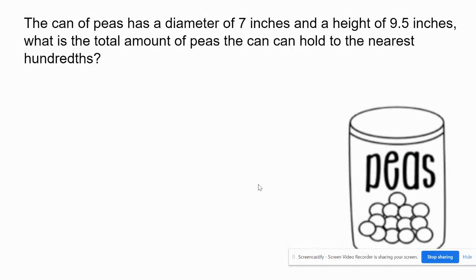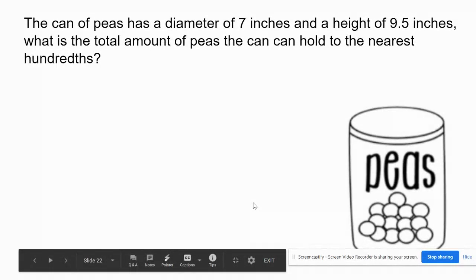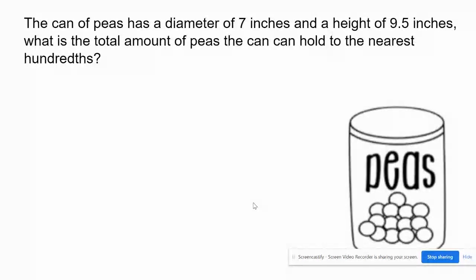Example 2. The can of peas has a diameter of 7 inches and a height of 9.5 inches. What is the total amount of peas the can can hold to the nearest hundredth? Once again, I have to read carefully and look at key words that are given because I do not see the word volume, but it does tell me the can holds. That's the amount of space on the inside.